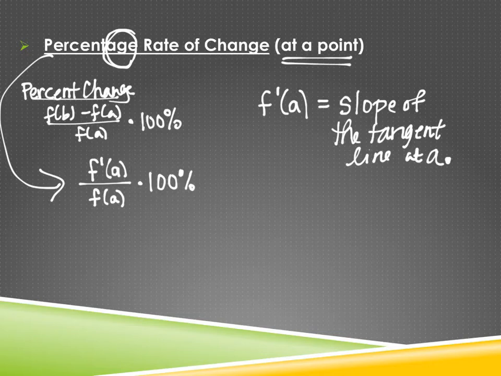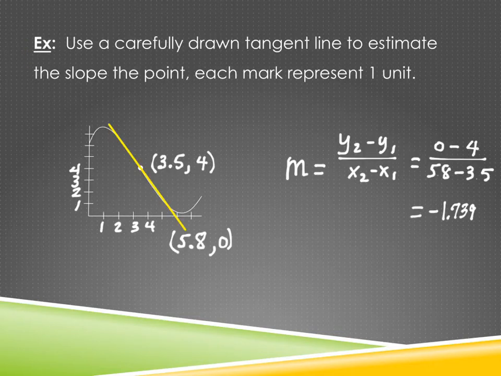Okay. But this is what it is. It's that slope that we just calculated. So right here, we could actually say that f prime of 3.5, because this is the location where I drew my tangent line, is negative 1.739. At least it was on my screen. This is the value. Okay? It's the slope of the tangent line.